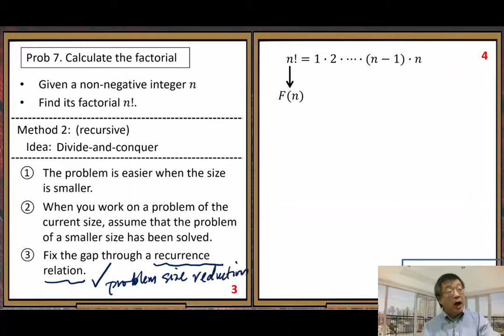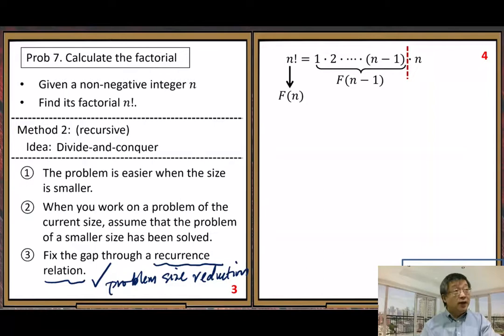How do we do reduction? There are many different ways, but the simplest one is size reduction. Reduce the size just by one. Here we chop off the last operand in the product. So the problem size is reduced by 1 before that line. If we still use the f function, the problem becomes f of n minus 1.